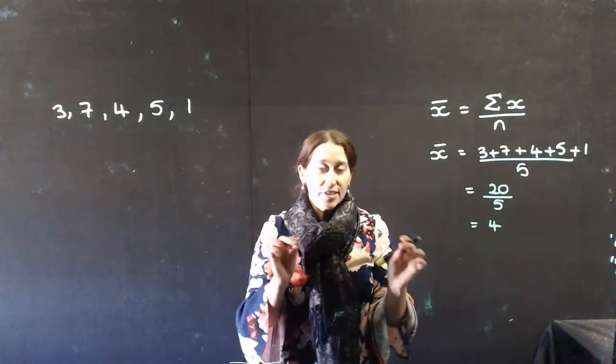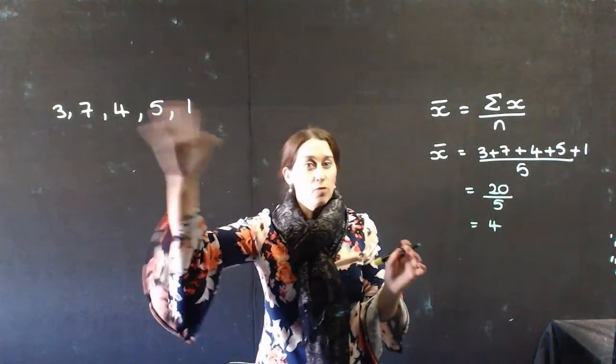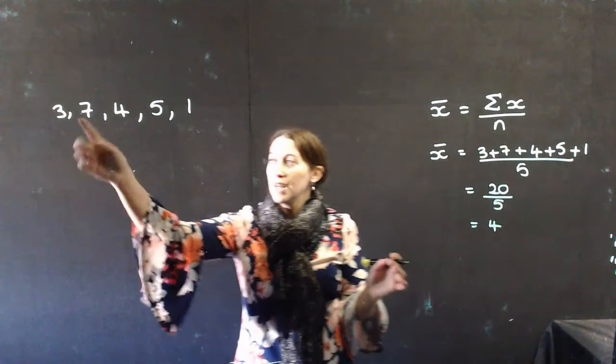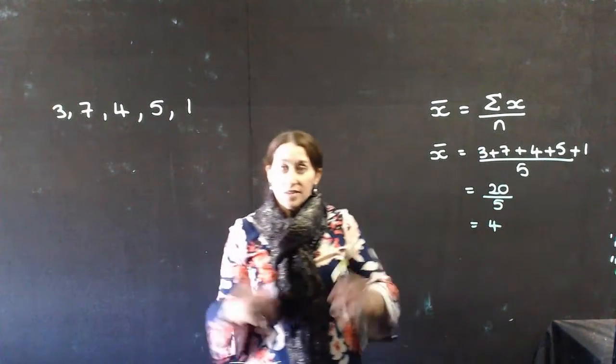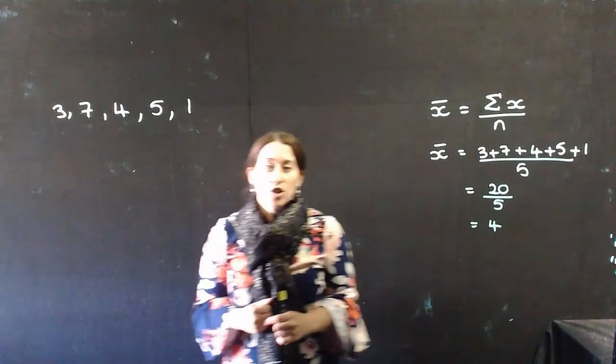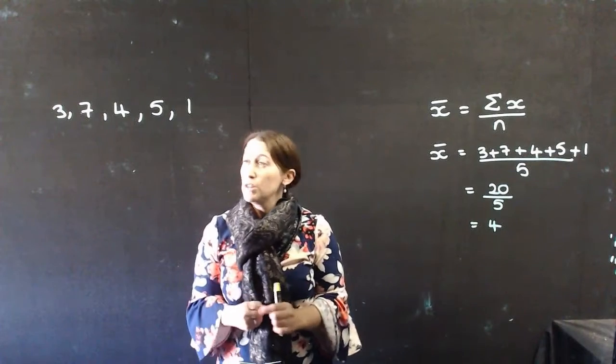And you always need to ask yourself, is that reasonable? It should be within the range of numbers that you have. Our lowest is 1, our highest is 7, 4. That seems reasonable. The next thing I'm going to show you is about the mode, the most common number.